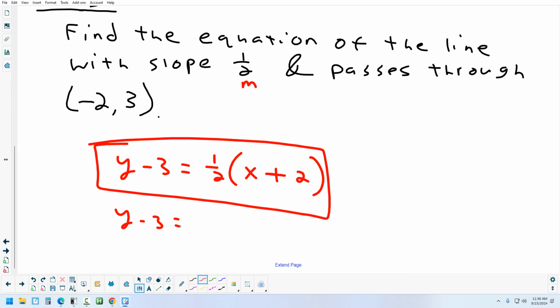How about Josh, what would you get when you distribute that? Half of x plus 1. Okay, we're almost there. And then if you were getting y by itself, what would be the last thing you'd have to do? Add 3 to the other side.